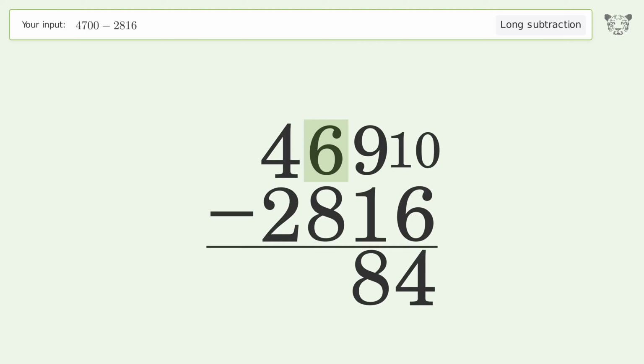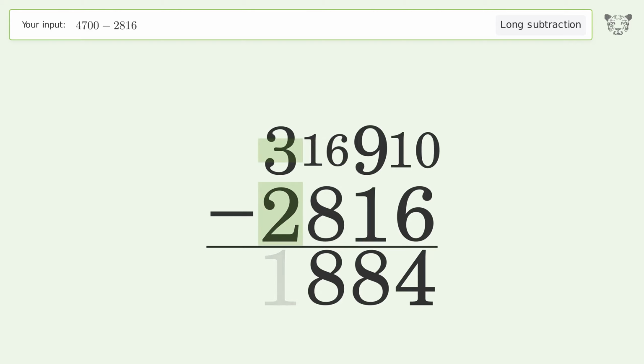Because the upper digit, 6, in the hundreds column is too small to get a positive difference, borrow 1 from the digit, 4, in the next number place, which becomes 3, and get 16. 16 minus 8 equals 8. 3 minus 2 equals 1. And so the final result is 1,884.